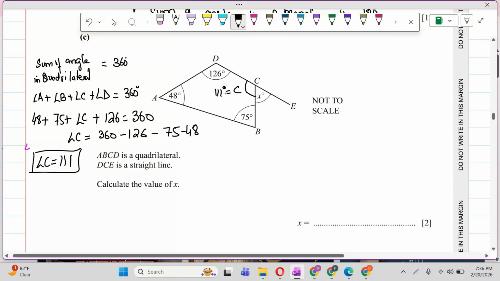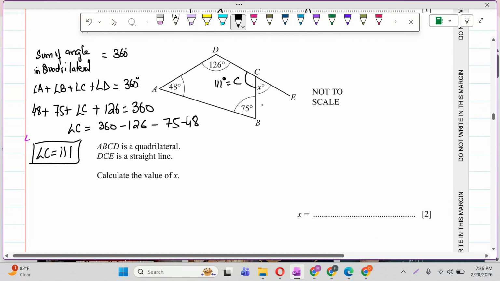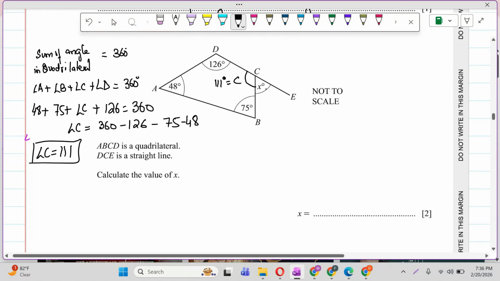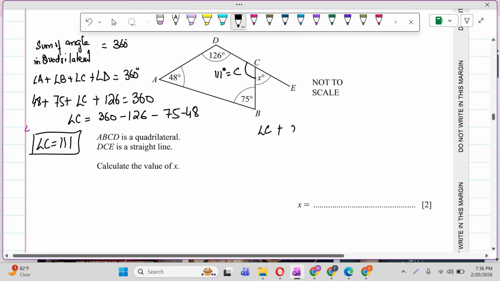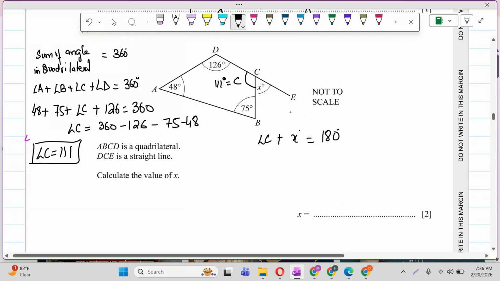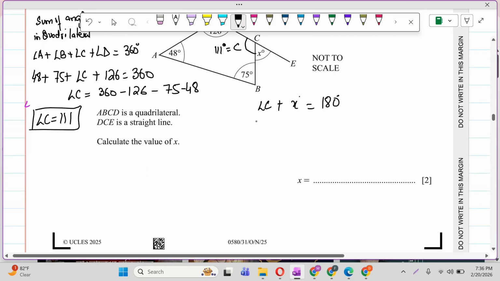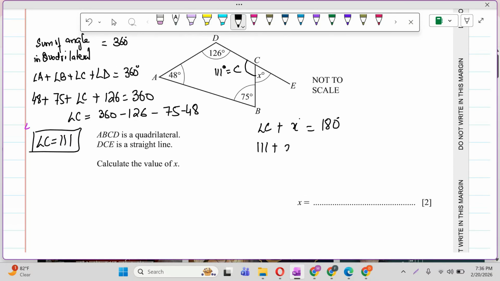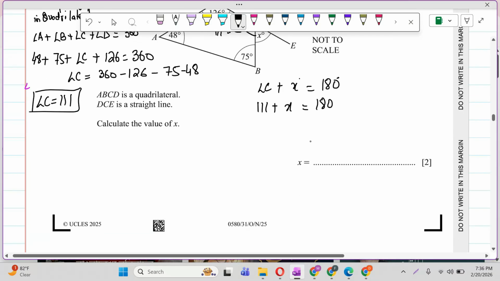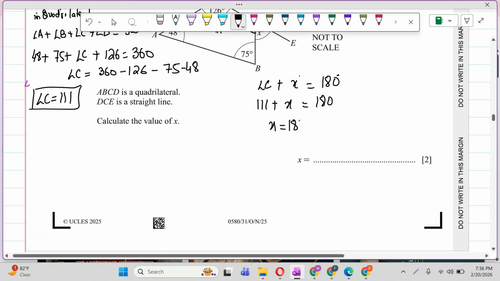So this angle is 111 degrees. Now we use another concept, that the sum of angles on a straight line is 180. So angle C plus angle X is equal to 180, because the sum of angles on a straight line is 180, where angle C is 111 plus X is equal to 180. So X is equal to 180 minus 111, and this is equal to 69. So angle X is 69.